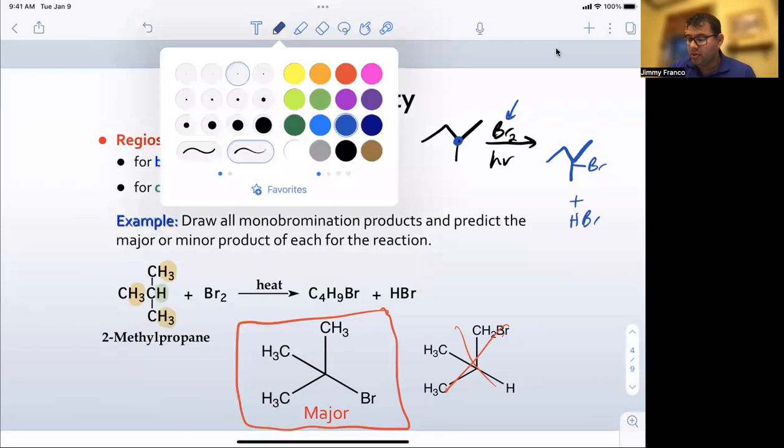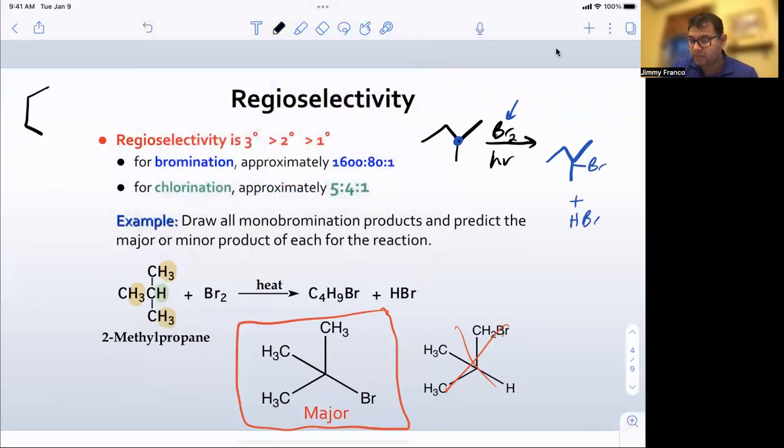All right, let's try one more with chlorine. We can take Cl2. Remember, it doesn't matter if we use heat or light, we just need something to kickstart the reaction. All right, so again, pause the video, draw me the major product of this, and then we can do it together.